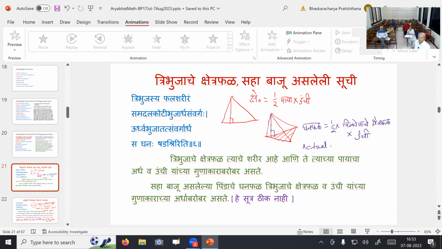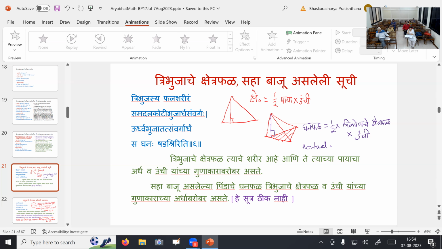Samudala koti bhujardha samvarga. So this is the area of the triangle. Now urdhva bhuja tat samvargardham. So this is the Ghanaha Shadashri.